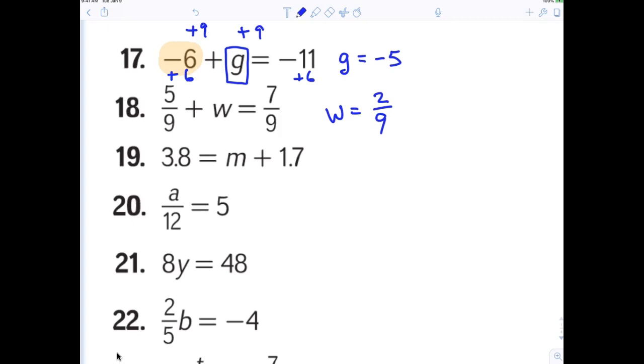2/9. Now, you should be able to say, okay, I'm not sure where you got the 2/9 from. If you understand, then we're just moving on. Everybody okay with that? I don't think that's that hard. You just subtract 5/9. 7/9 minus 5/9 is 2/9.